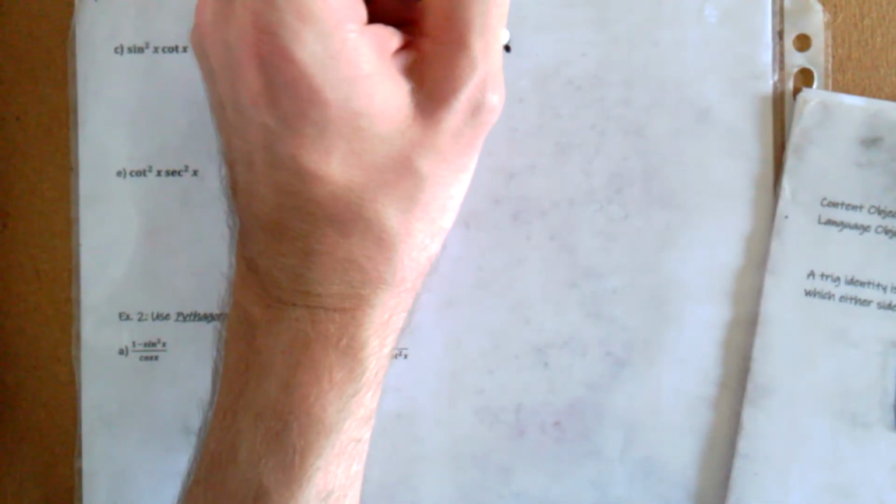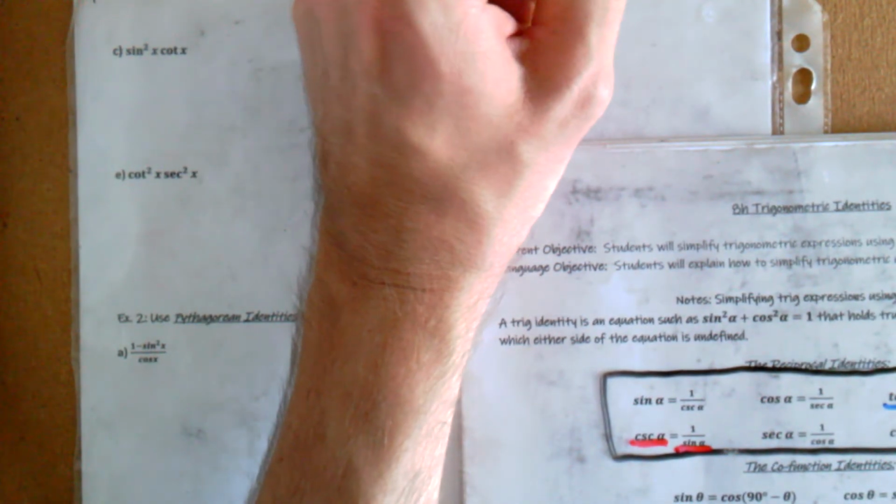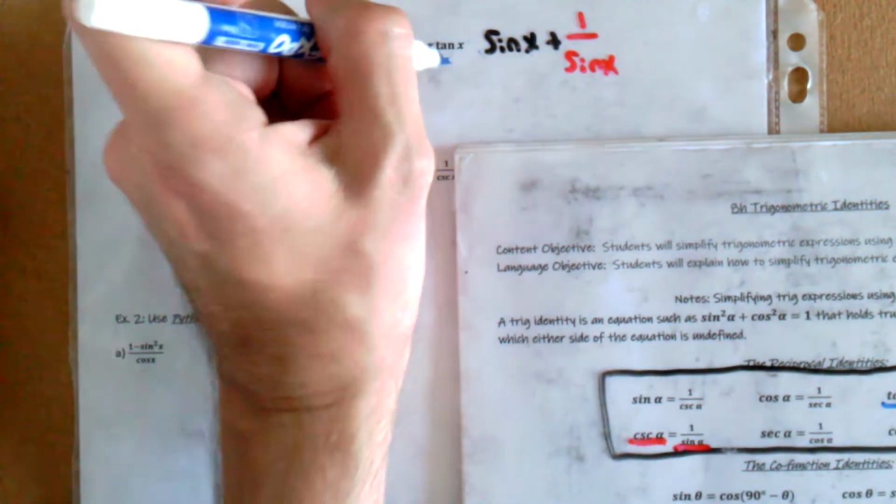So over here, I'm just going to rewrite what we have here. Sine x plus, now cosecant. Cosecant is defined as 1 over sine. So I'll rewrite it as 1 over sine times tangent, which is defined as sine over cosine. So times sine over cosine.